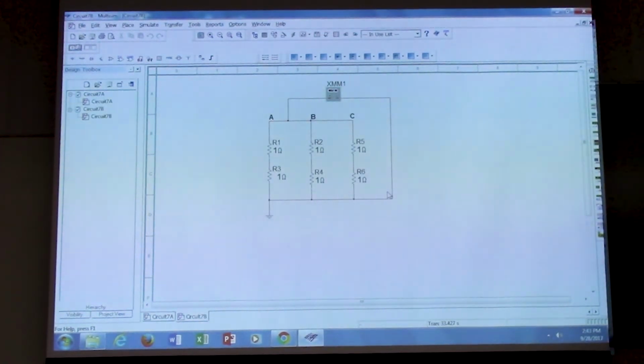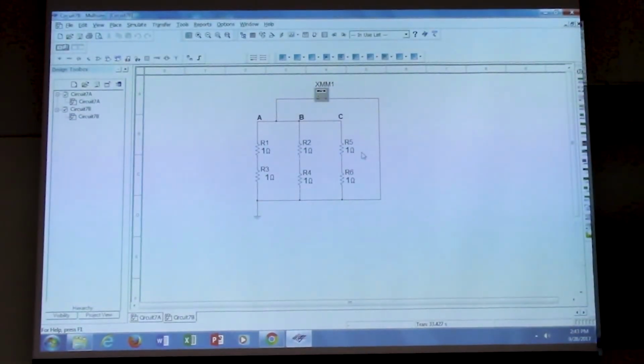For the second part, you're going to do a similar thing, but now you've got 3 branches. So you'll just put different resistor values in each branch and calculate the resistance for each branch individually, and then find the measured resistance of the entire circuit.